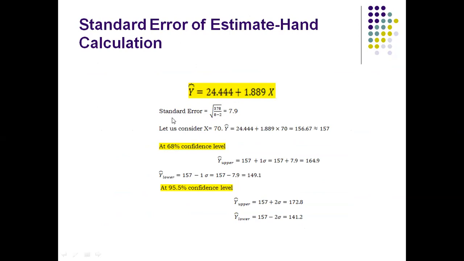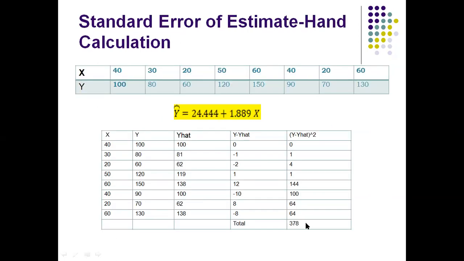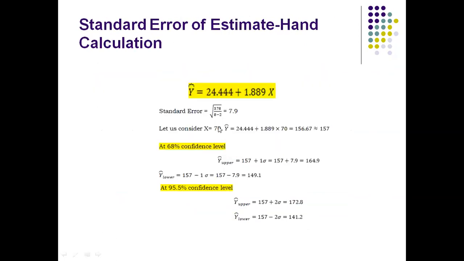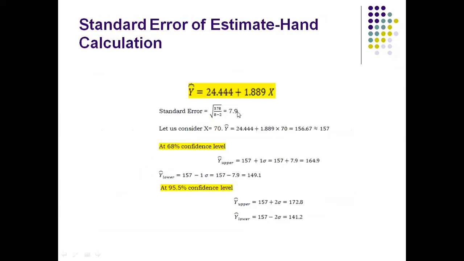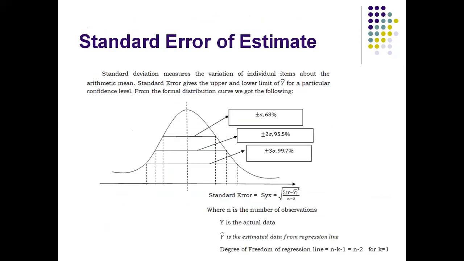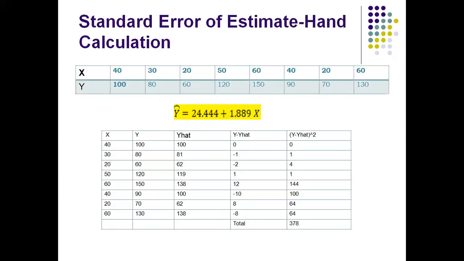Now you can calculate the standard error. Standard error uses the sum of y minus y hat whole square. This sum is 378, divided by the degrees of freedom, depending on how many observations you have. That is 1, 2, 3, 4, 5, 6, 7, 8. So 8 minus 2, and you will get 7.9. So if you consider the 68% confidence level, this means plus or minus 1 sigma.